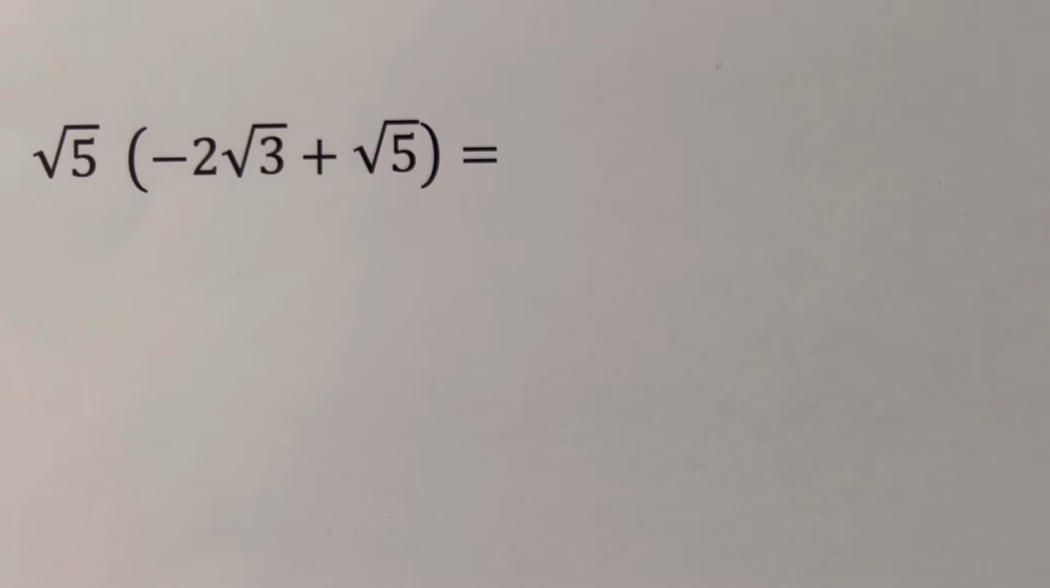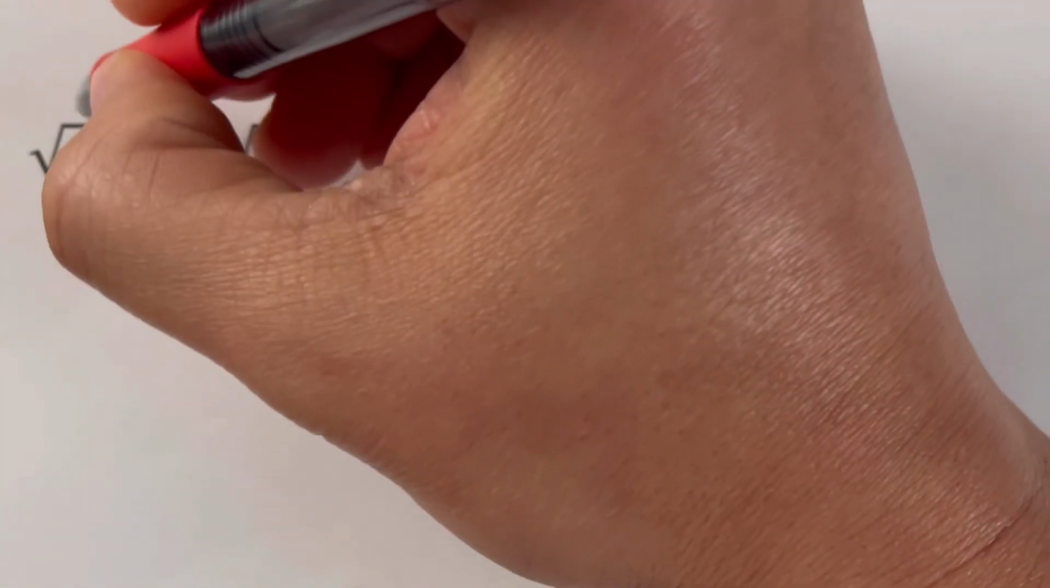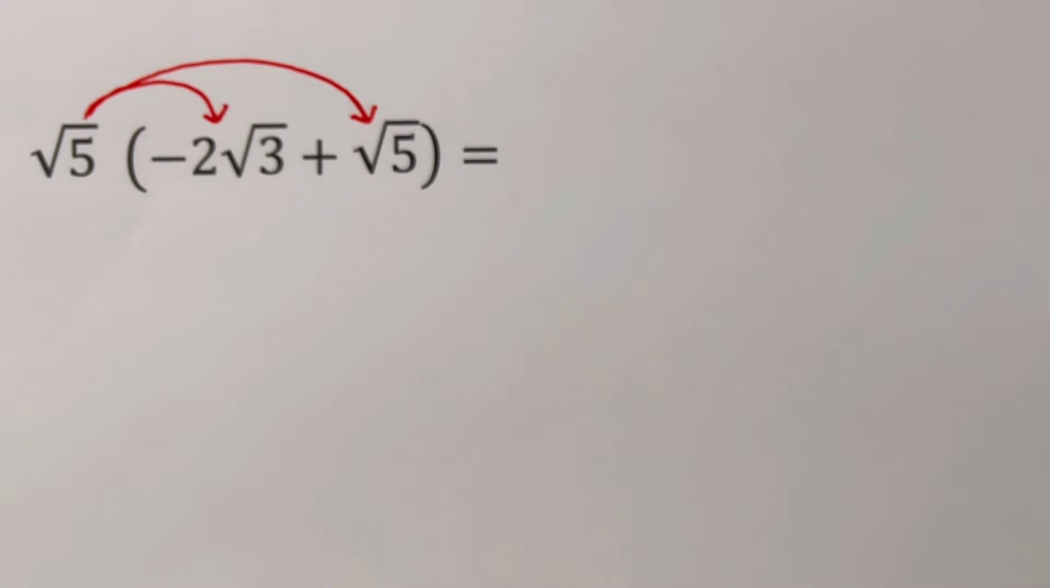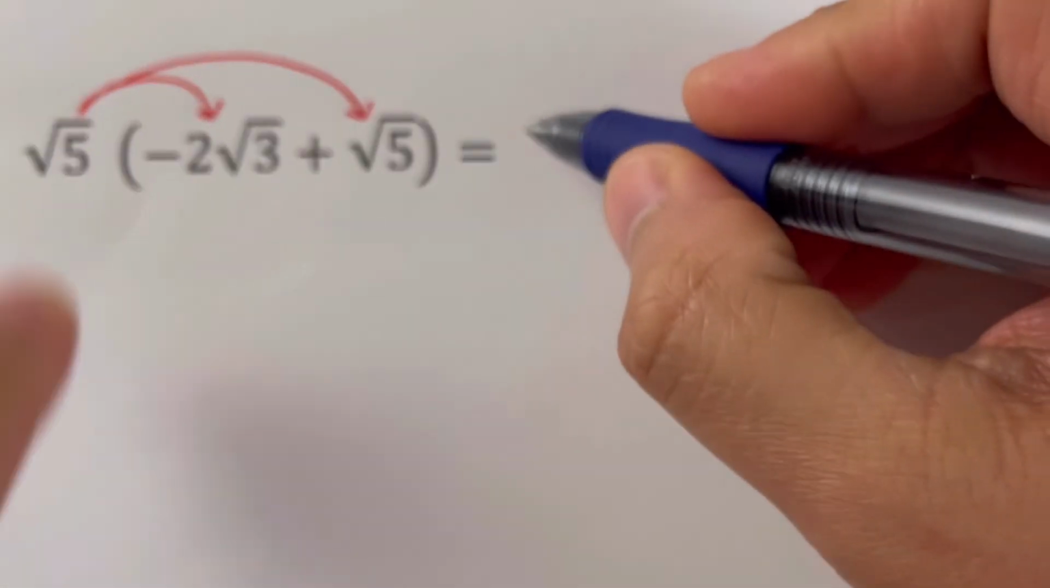Okay, so we go over the problem here. So we're going to use the distributive property for this. So this square root of 5 will be distributed to each of the terms inside the parentheses. And I'm going to show the work on the side up here.